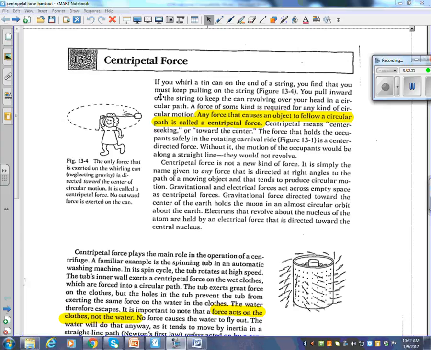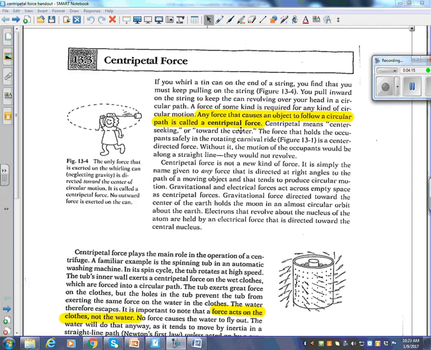If you whirl a tin can on the end of a string, you find that you must keep pulling on the string. You pull inward on the string to keep the can revolving over your head in a circular path. A force of some kind is required for any kind of circular motion. Any force that causes an object to follow a circular path is called a centripetal force. Centripetal means center-seeking or toward the center. The force that holds the occupant safely in the rotating car on the ride, like in figure 13.1, is a center-directed force. Without it, the motion of the occupants would be along a straight line, and they would not revolve.